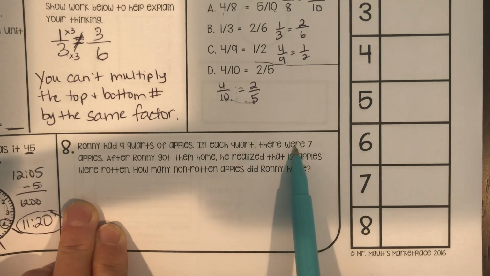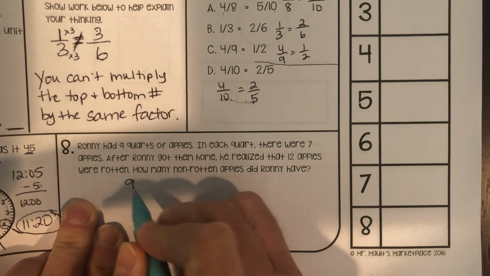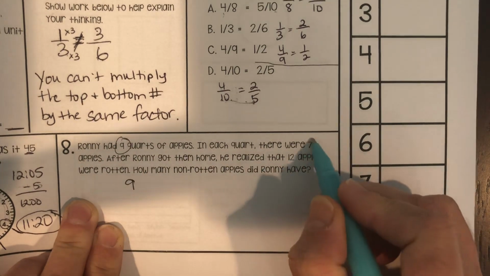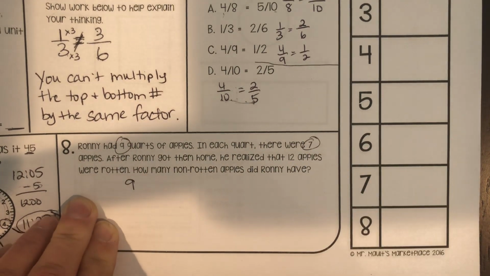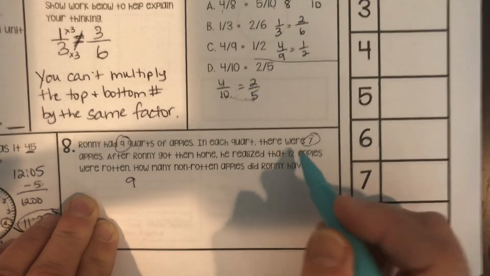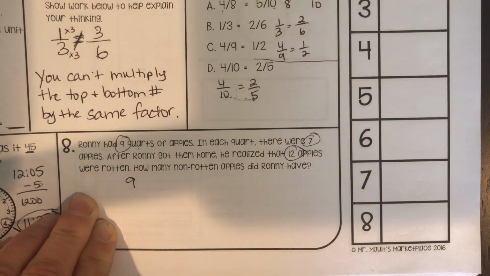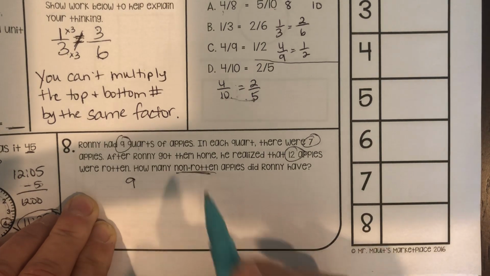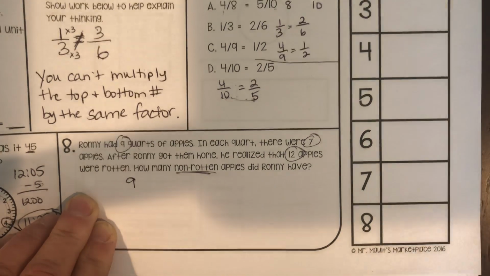Ronnie had 9 quarts of apples. In each quart, there were 7 apples. So you have 9 quarts of apples. Each quart has 7 apples. After Ronnie got them home, he realized that 12 apples were rotten. How many non-rotten apples did he have? Okay, they were either rotten or not rotten.